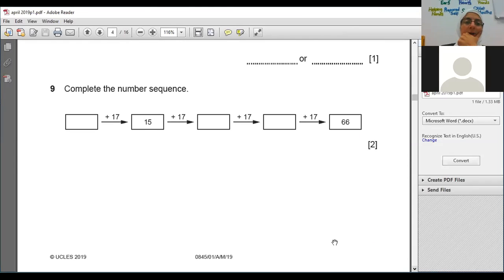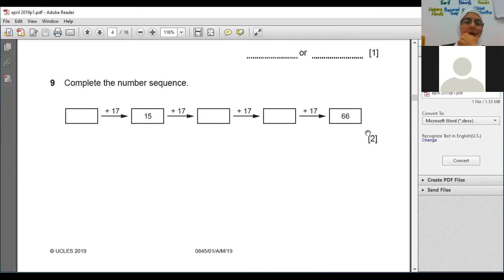Here, guys, this is the model answer for this. This is a number line. We took it before. So simply 15 plus 17, so the answer will be 32. It would be 32, and then the next answer would be 40.